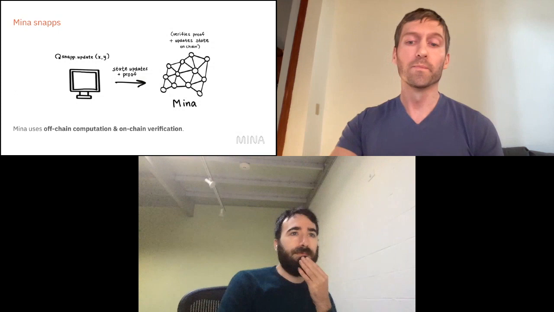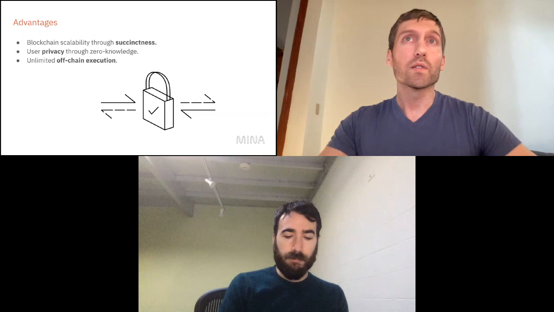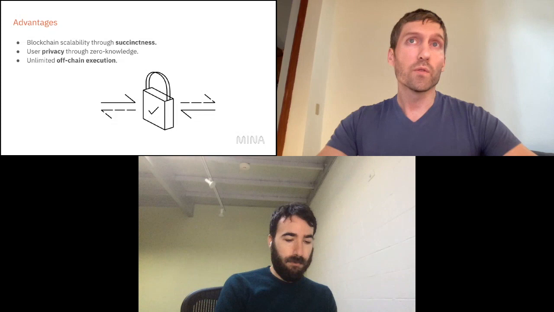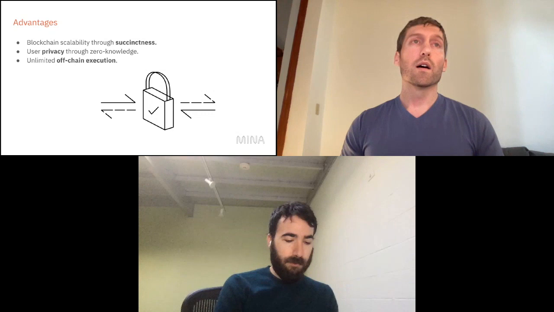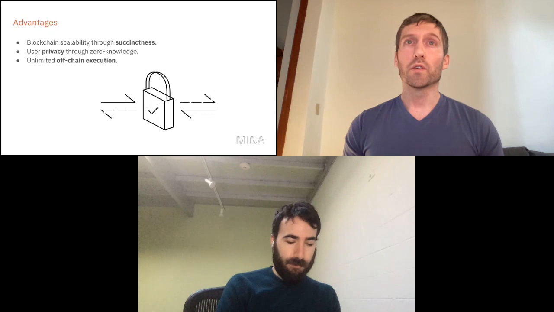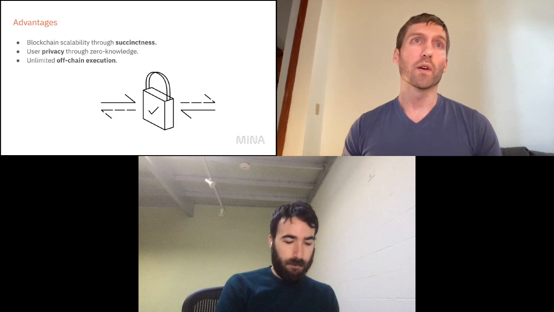This gives us a few advantages. We achieve blockchain scalability through succinctness because that source of truth remains a constant 22 kilobytes in size. We also have the opportunity for user privacy through zero knowledge proofs. Because these smart contracts are running locally, data can remain private or public depending on the developer's choice when you write your smart contracts. And then because it runs off-chain, you also get essentially unlimited off-chain execution. It's really only limited by the developer's choice of how much time they want their app to execute. In other words, it's not a gas fee-based model where you have to worry about the time and cost of it executing on-chain.